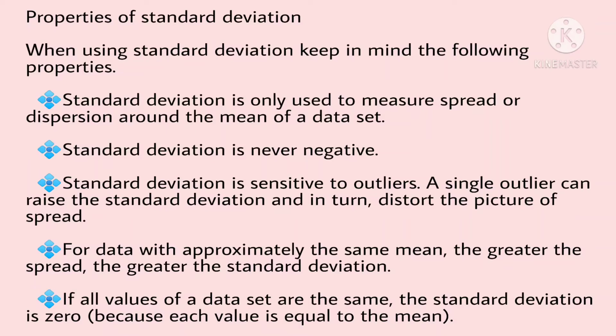Next, for data with approximately the same mean, the greater the spread, the greater the standard deviation. And then next, if all values of a data set are the same, the standard deviation is 0 because each value is equal to the mean.